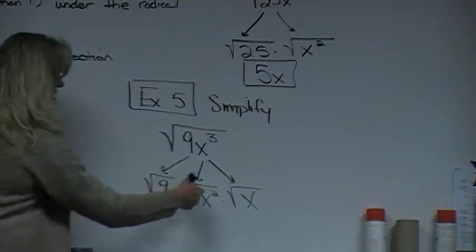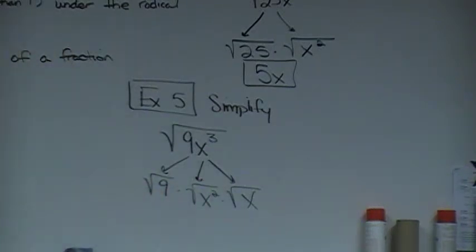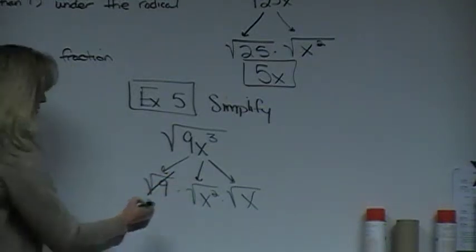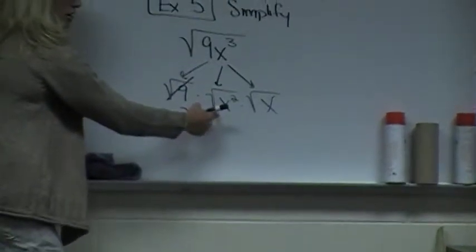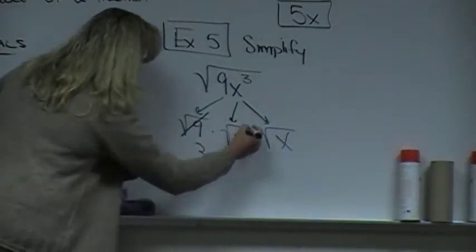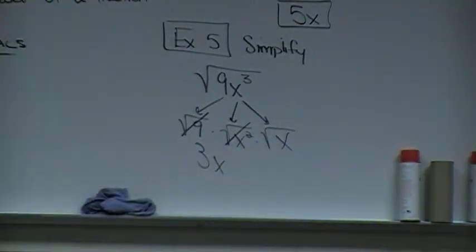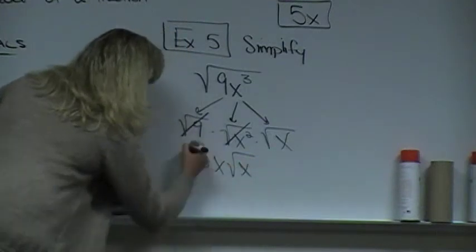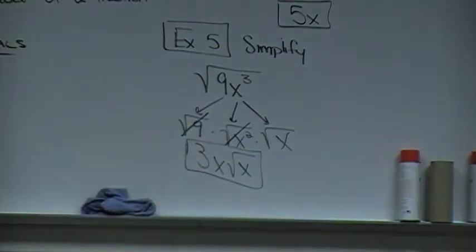All right, which ones of these can I simplify because they're perfect squares? The 9 and what else? X squared. Right, okay, so let's cross this out. What's the square root of 9? 3. What's the square root of x squared? X. And what cannot be simplified? X. Right, because there's no perfect square factors of x, right? So we're going to leave it under the radical, aren't we? And there is my answer.